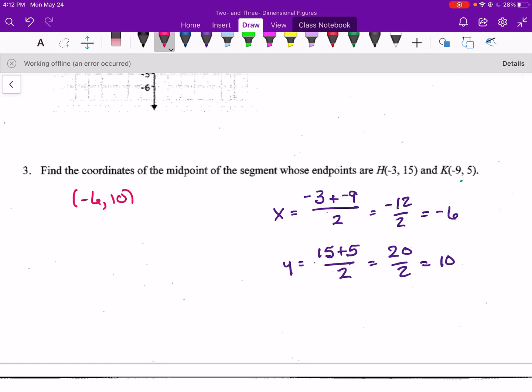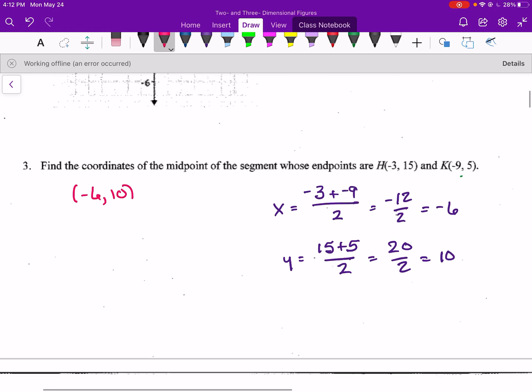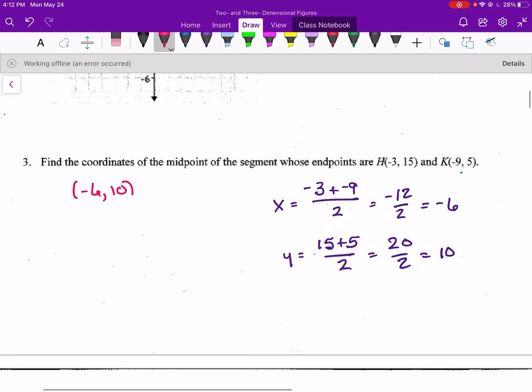And you will graph it out either X and Y individually on a number line. You'll see that (-6, 10) is right smack in the middle between those 2 points that are given. Or you can graph it on an XY coordinate plane to show yourself that that is the midpoint.